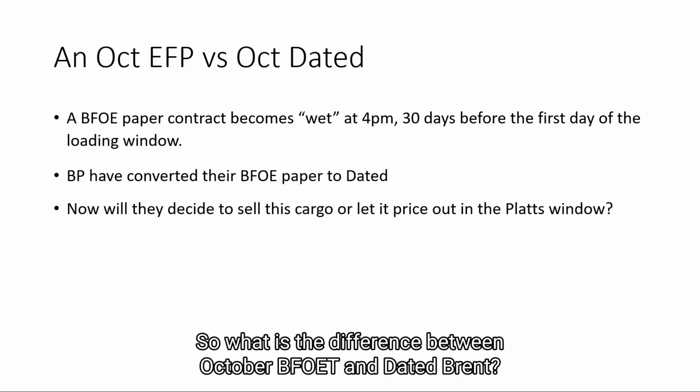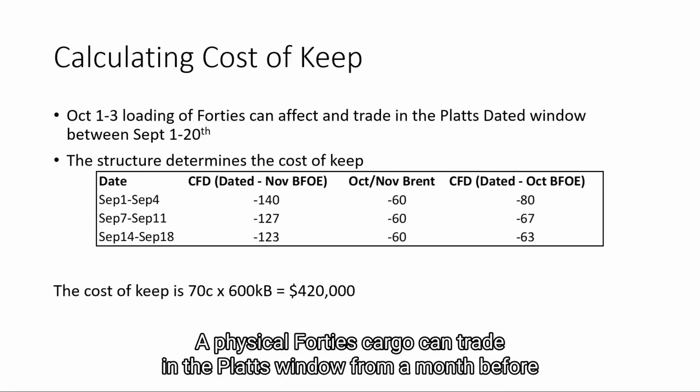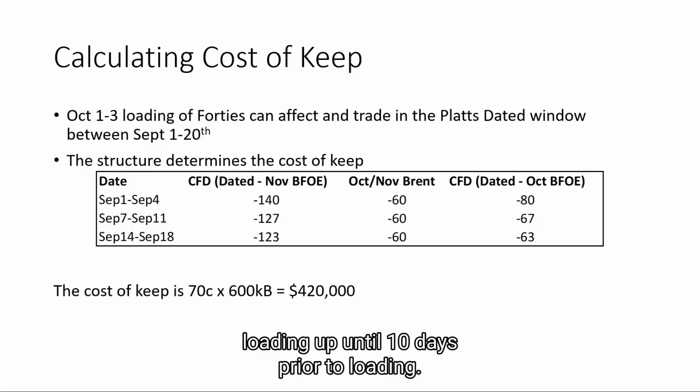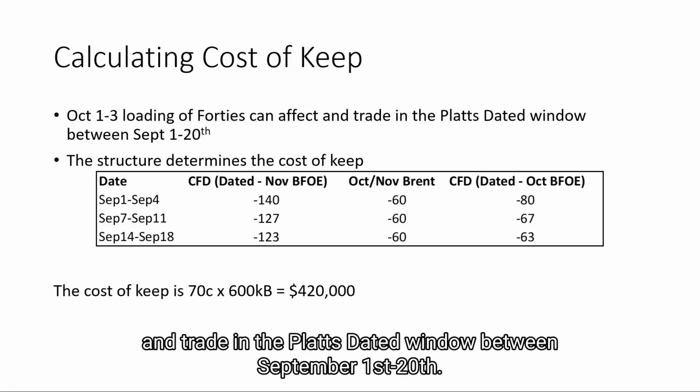So they have converted their paper BFOET to Dated Brent. So what is the difference between Oct BFOET and Dated Brent? A physical 40s cargo can trade in the Platts window from a month before loading up until 10 days prior to loading. So Oct 1st to the 3rd, loading for 40s, can trade in the Platts dated window between September the 1st and September the 20th.